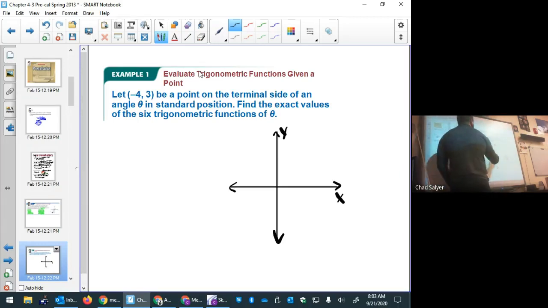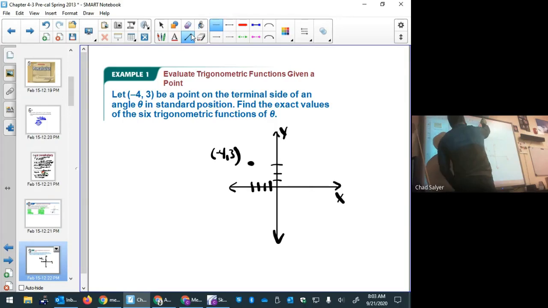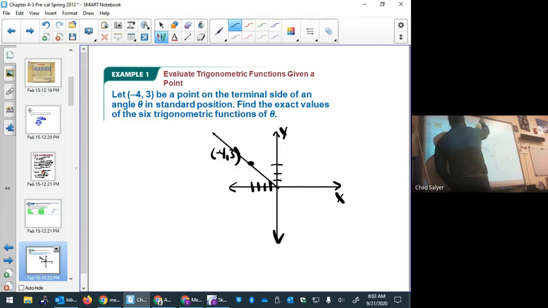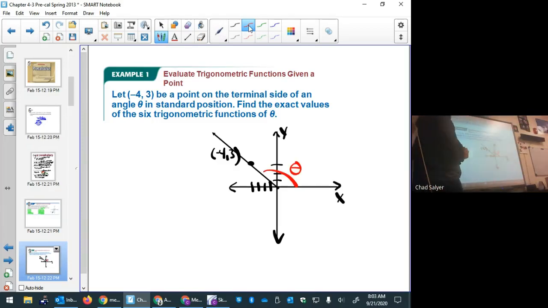So our point under consideration is (-4, 3), and we're considering the angle associated with the terminal ray through that point. It starts at the origin, of course. So this angle, theta, is what we're concerned about. We can describe the 6 trig functions with just the information of a point on the terminal ray. So they give us a point on the terminal ray, and we can describe everything else about the trig functions of that angle from that information.